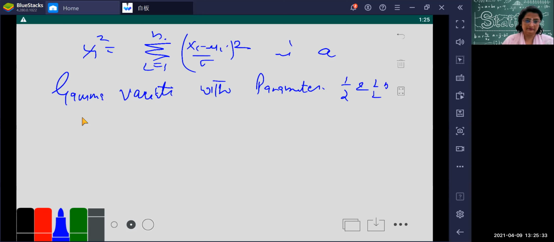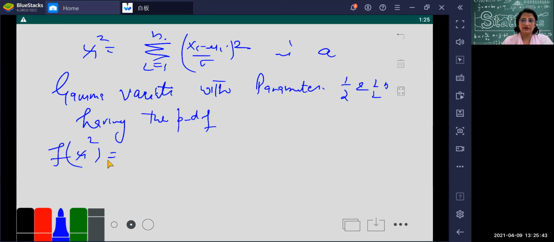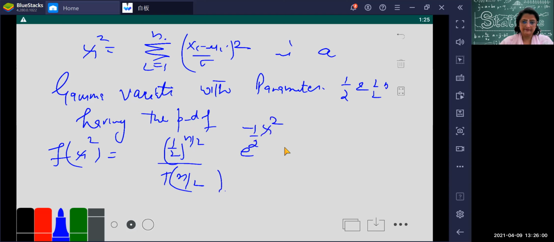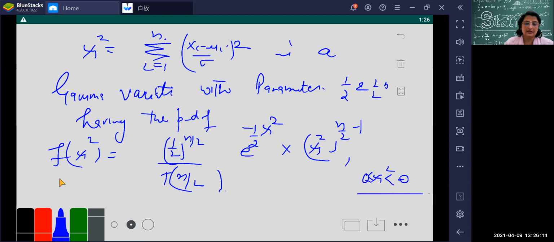the PDF. A PDF is always represented for a continuous distribution. f of chi square is equal to, whatever its PDF will be, the same we are writing here: (1/2) raised to power n/2 upon gamma of n/2, e raised to power minus chi square by 2, into chi square raised to power n/2 minus 1, where 0 less than chi square less than infinity, this will be its range. This is the PDF with n degrees of freedom.